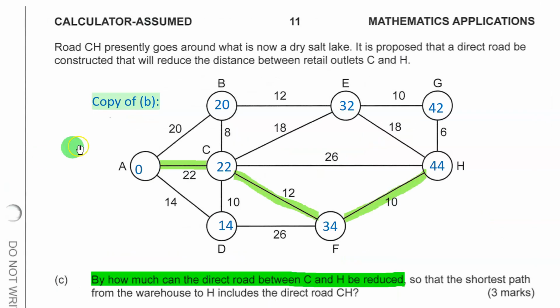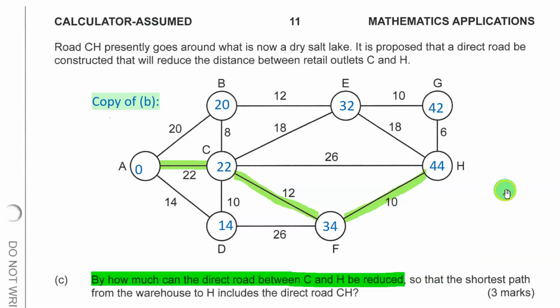Moving on to part C. This is where the examiner really gets a little bit confused about what's going on. At the moment, road CH here goes around a dry salt lake, and it's proposed that a direct road be constructed that will reduce the distance between them. Fine. But then in part C, by how much can the direct road be reduced? But wait, we haven't built it yet. How can we reduce something we haven't even built yet? So it's a bit of a nonsense.